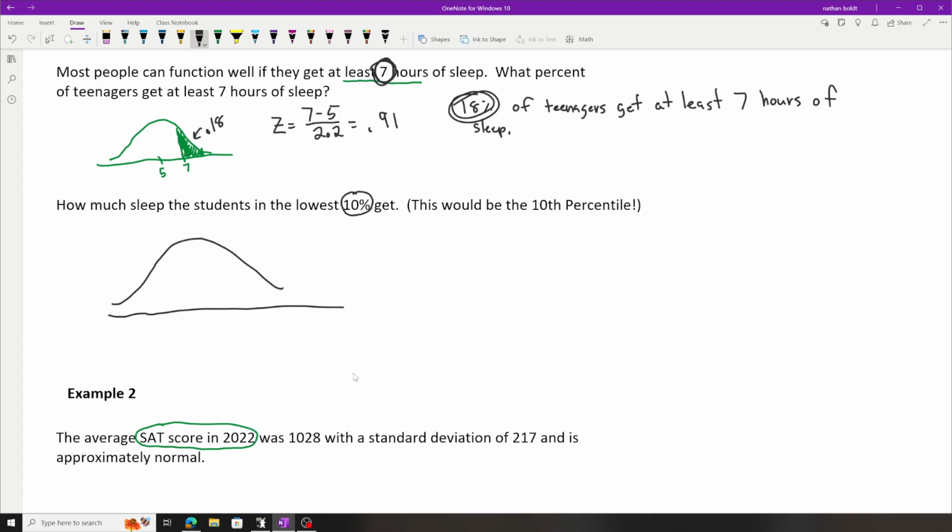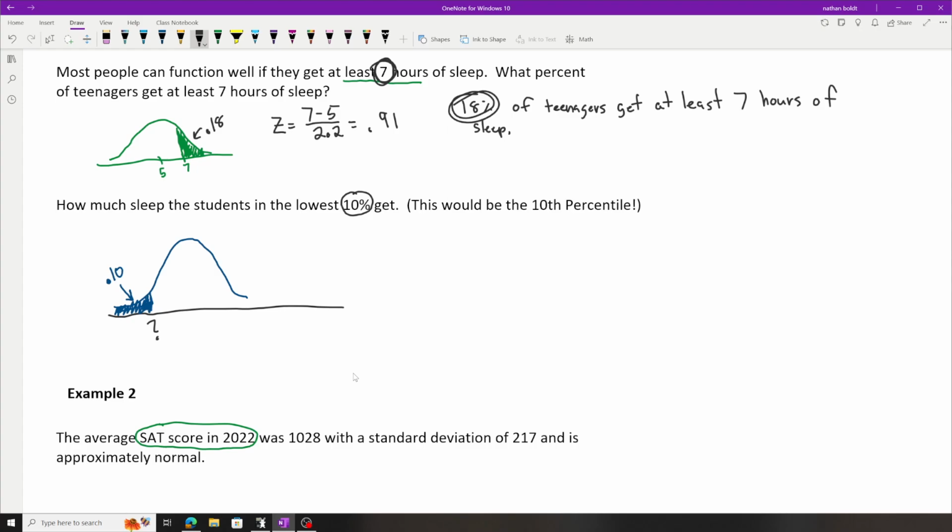So here's my normal. Oh, that's a terrible normal. Please do better than that. All right, let's try it again. It's hard with this little pen. All right, that's as good as I'm doing. All right, the lowest 10% are these people over here. All right, where that area right there is 0.10, 10%. What is the boundary? Right there.